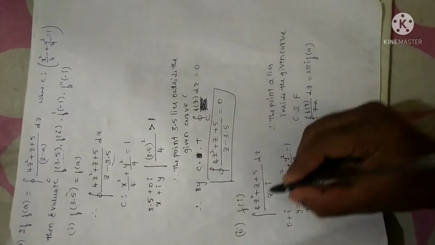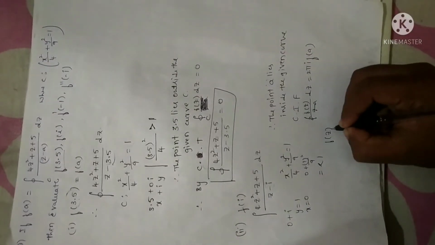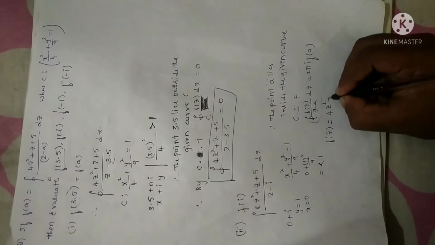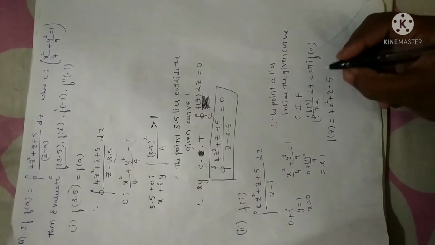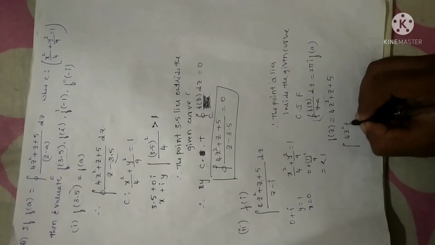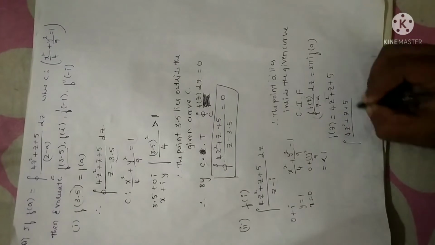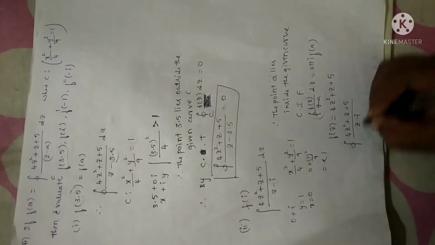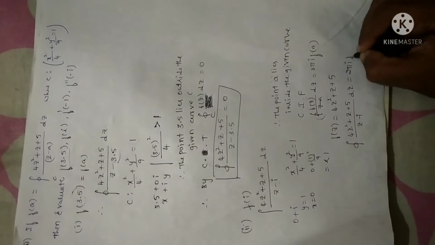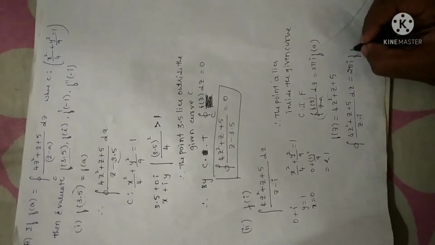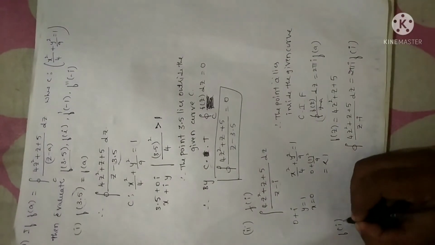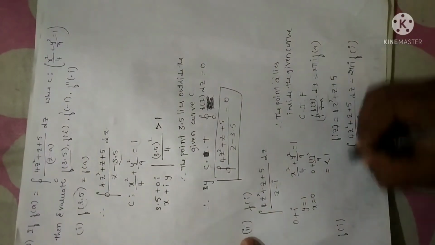Right? So what is the value of f of z here? Compare with the standard form. That is 4z square plus z plus 5. Fine. So I can write the integral of 4z square plus z plus 5 divided by z minus i into dz will be equal to 2 pi i into f of a. The a value here is i. So I have to find f of i. Now in f of z, replace z with i.